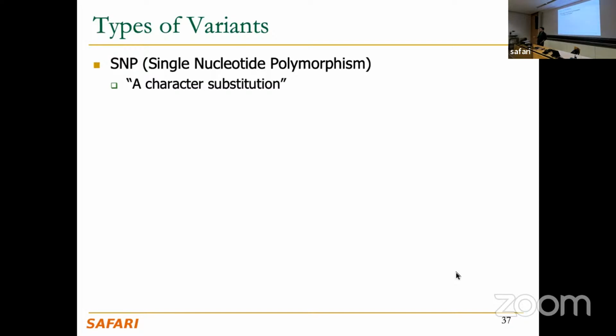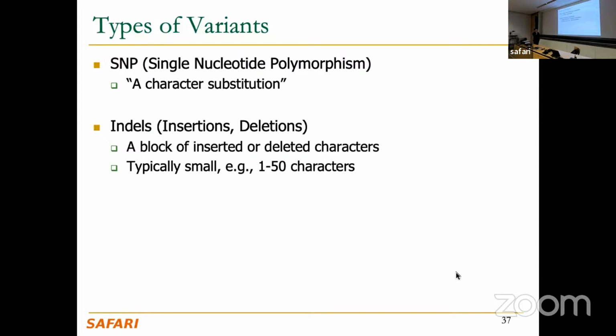So what sort of variants may we have? One is something that we call SNP, or single nucleotide polymorphism. These are single changes, single mutations you may have in your genome. We also have insertions or deletions. So you may have inserted characters, additional characters, or deleted DNA characters in your genome.